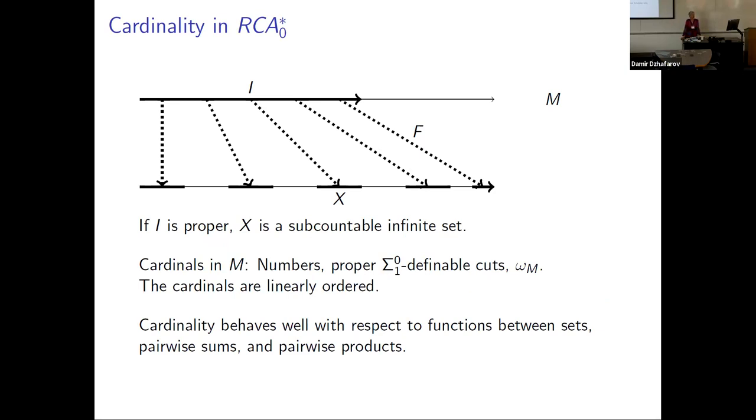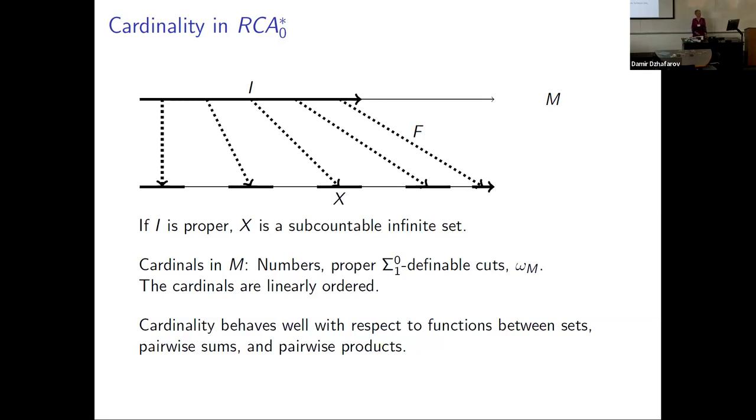Okay, so if you've got any set in M, then you have this function that enumerates it. And we can say the domain of that function is the cardinality of the set. This is cheating a little bit, because the cardinality of the set might be a proper sigma 0 1 definable cut, in which case it won't be an element of the model. But it still makes sense to think about these as the cardinals.